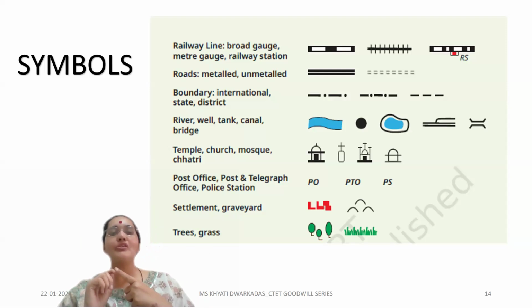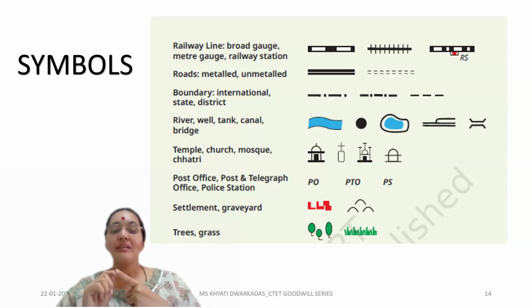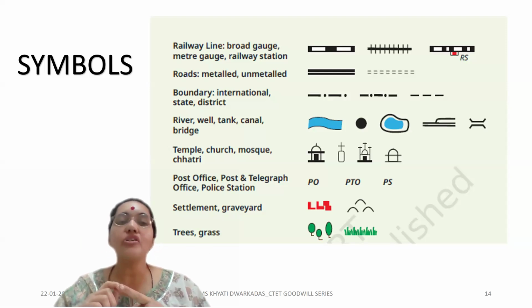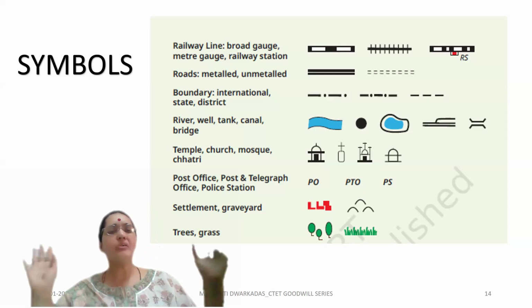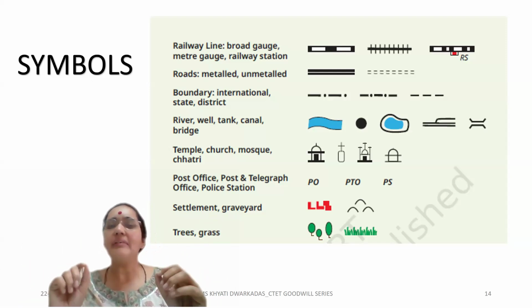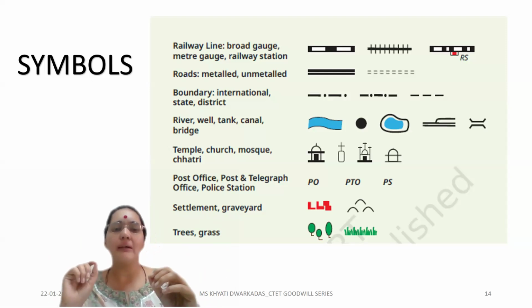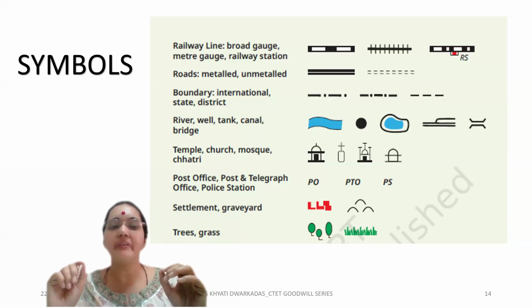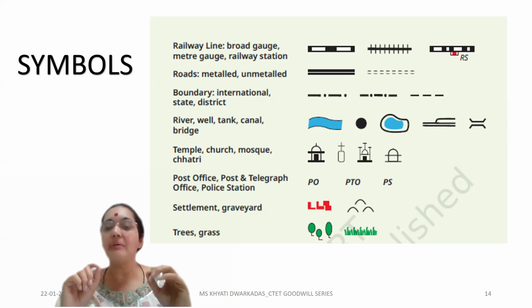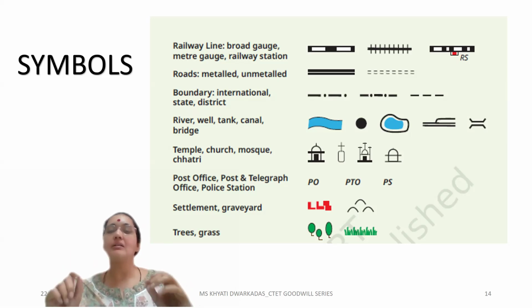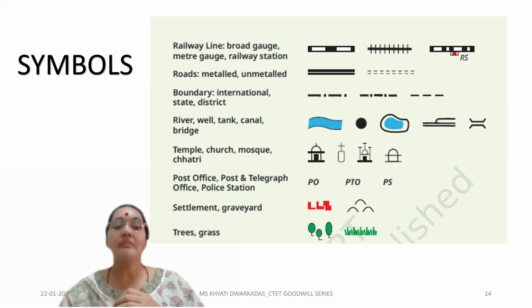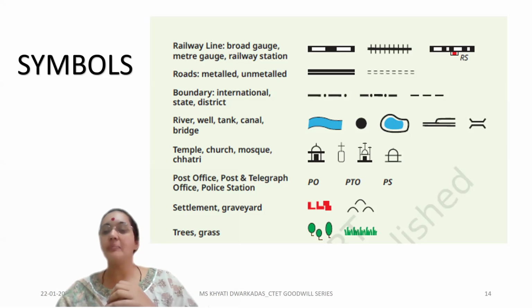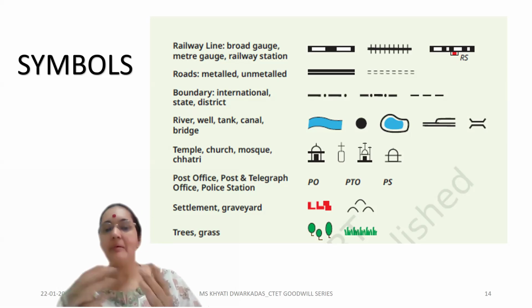And now we come to symbols. These are basically called conventional symbols. No matter where you go in the world, a railway line would be marked like this only. A metalled road or an unmetalled road would be marked in this manner. International boundaries, state boundaries, district boundaries would be marked in this manner. Rivers, wells, tanks, canals, bridges would be marked this way.